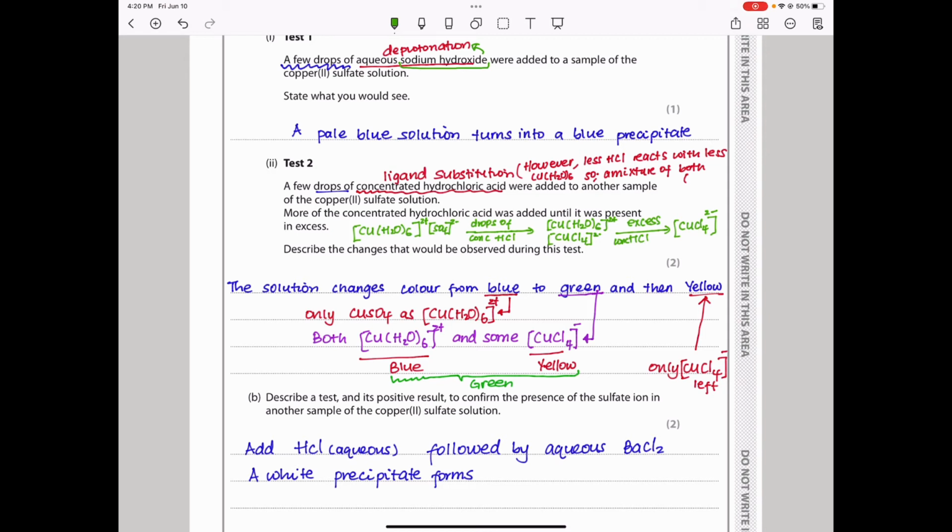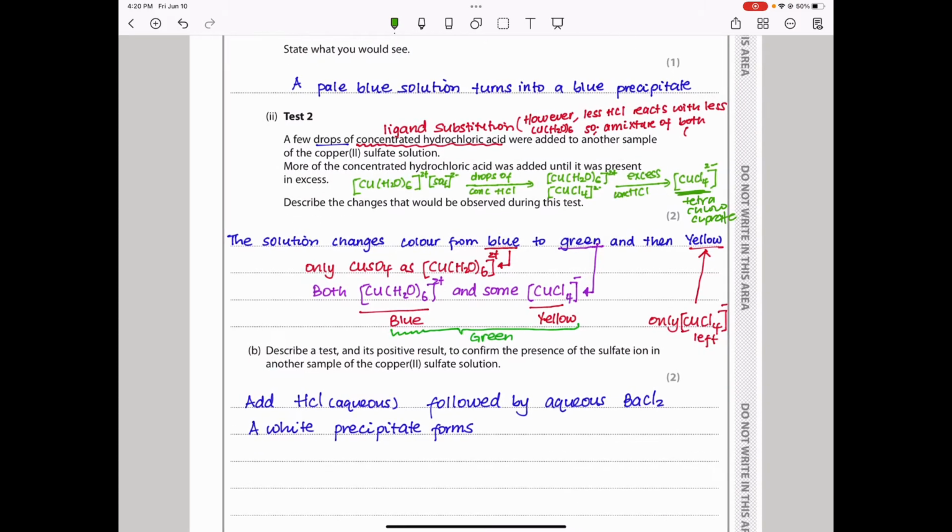However, the key thing is we cannot fit more than 4 chloride ions around the copper. So the resulting product is going to be tetrachlorocuprate, this one here, tetrachlorocuprate, which is going to be yellow in color.